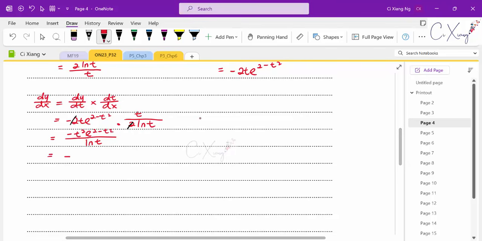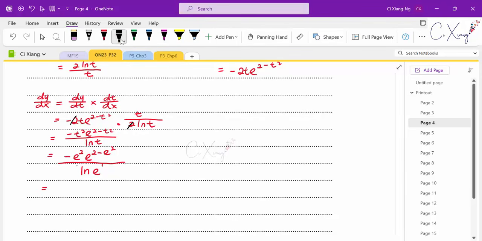So negative, I just copy. t squared becomes e squared. Because t equals e, then you're having e to the power 2 minus t squared, which means e squared. Okay, then after that divided by ln t. So ln t means ln e power 1, because t equals e. Okay, then after that, for your information, ln e power 1, if you press the calculator, it is actually equal to 1.